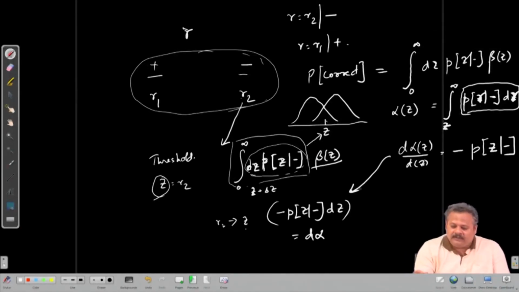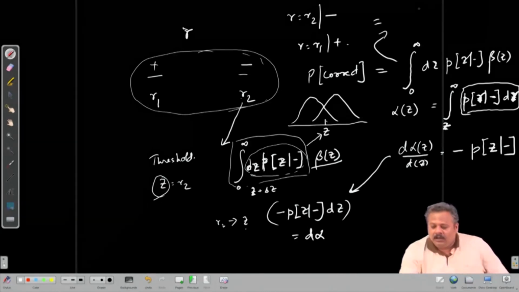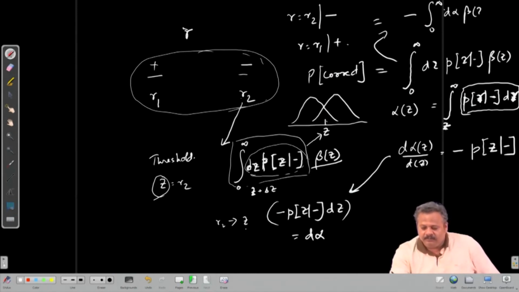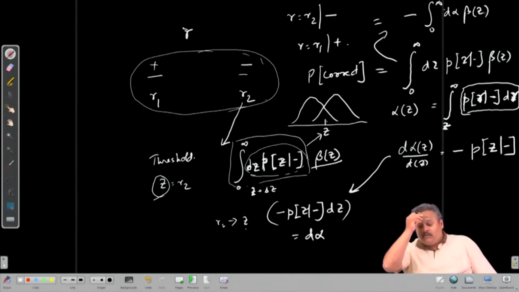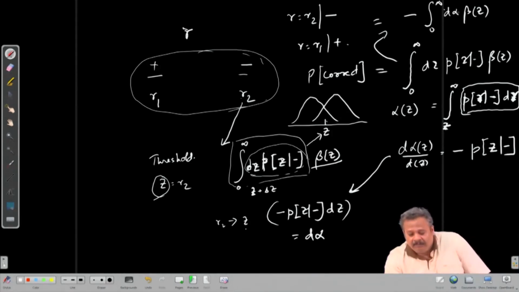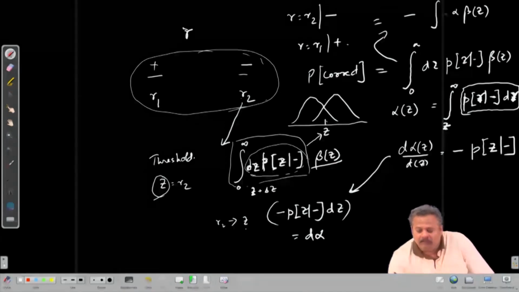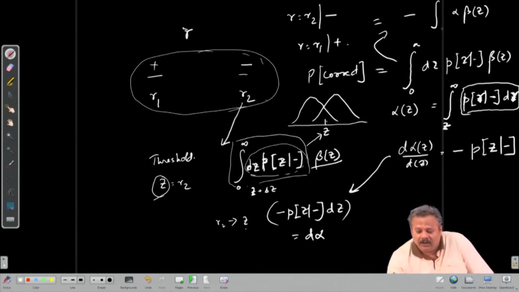So, our probability of correct here can be written as minus integral 0 to infinity d alpha, change with the change of variable, times beta z. So now, I am sorry, we have to change the limits here because we have changed the variable from z to alpha.